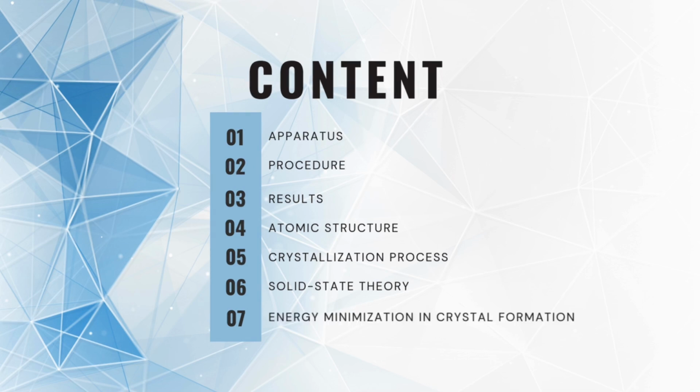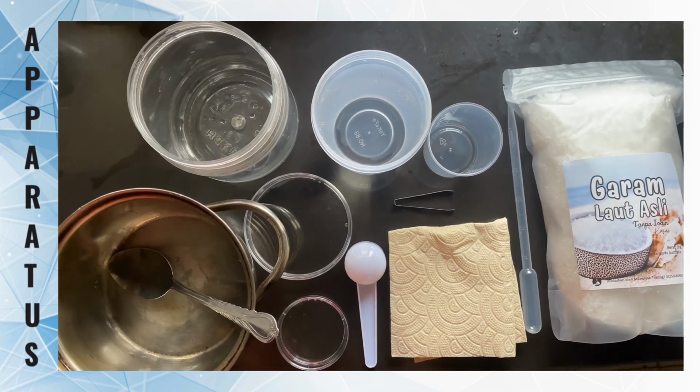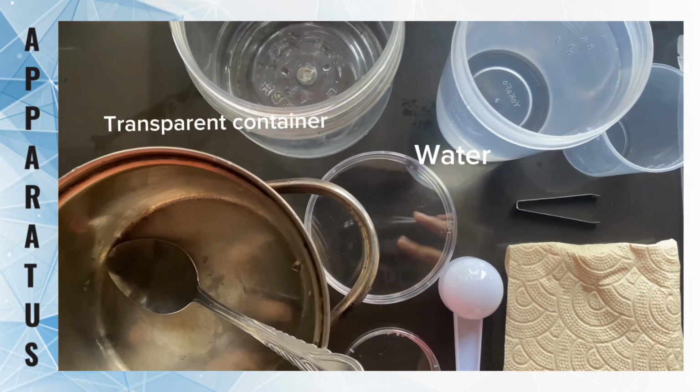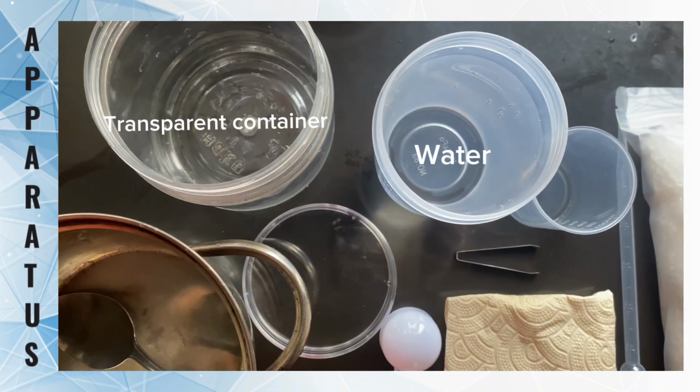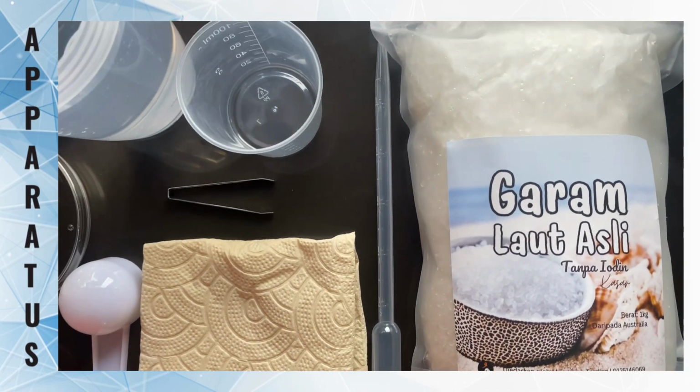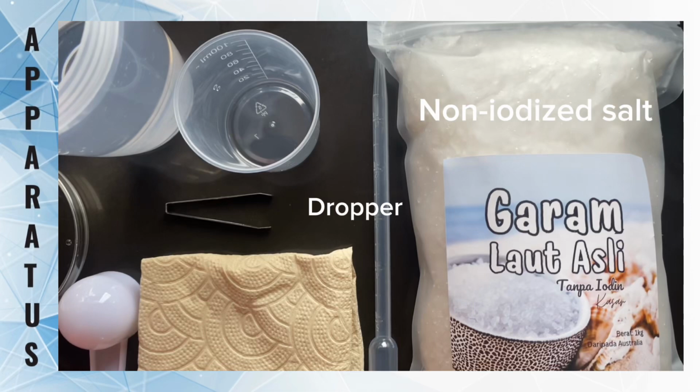To start, the materials you will need include a metal pot and stirring utensil, a transparent container, water, a petri dish, a measuring cup, a tissue paper, a clamp, a scoop, a dropper, and a non-iodized salt.